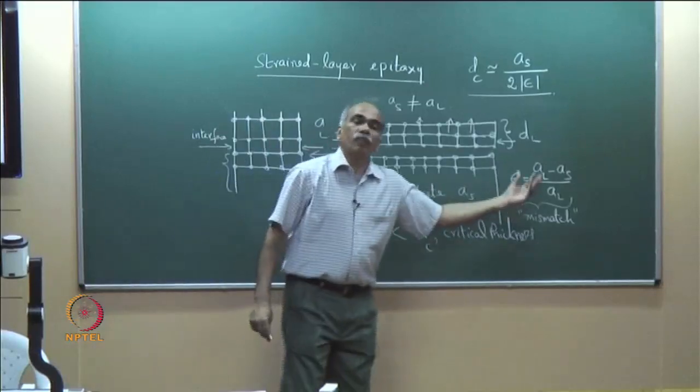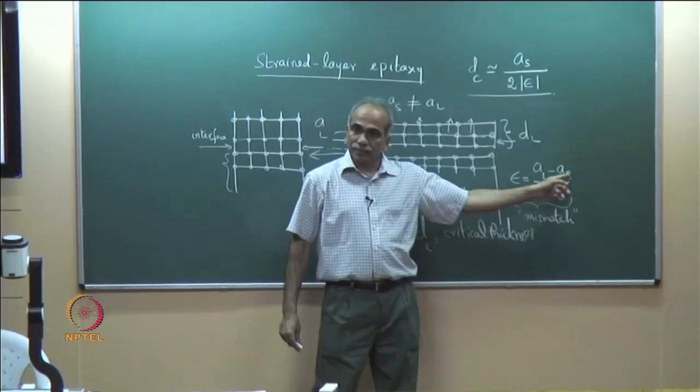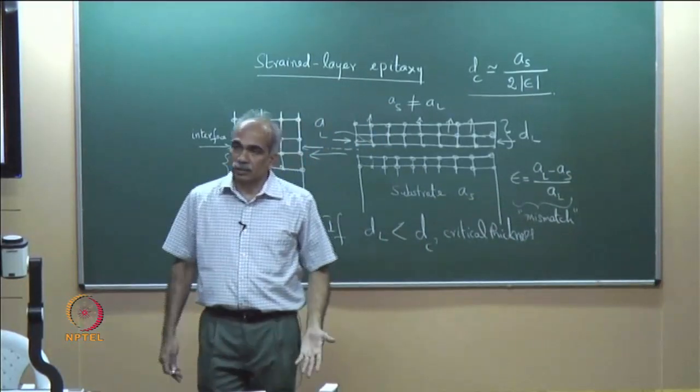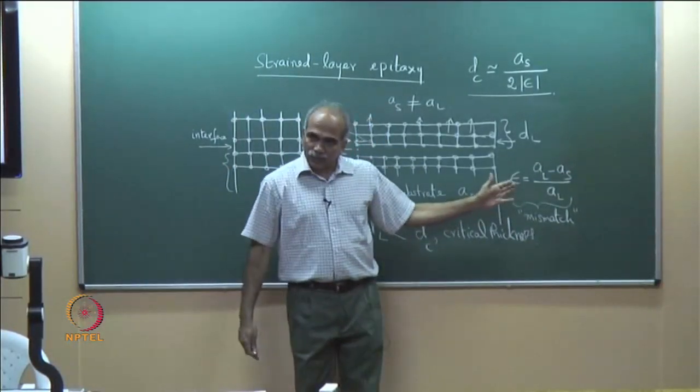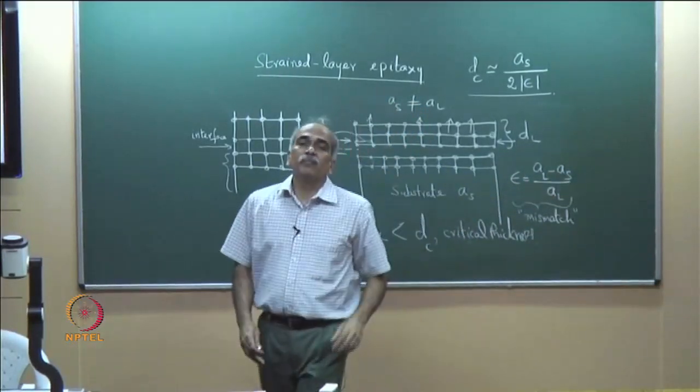It is a measure of mismatch. When epsilon equals 0, that means AL equals AS, it is a perfectly lattice matched structure. But when epsilon is not 0, it means AL is not equal to AS, therefore, epsilon is the mismatch parameter.